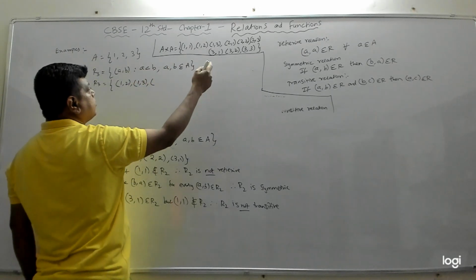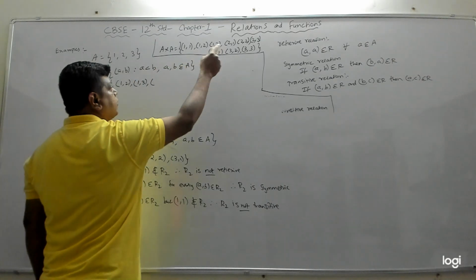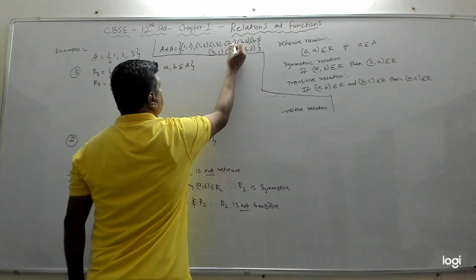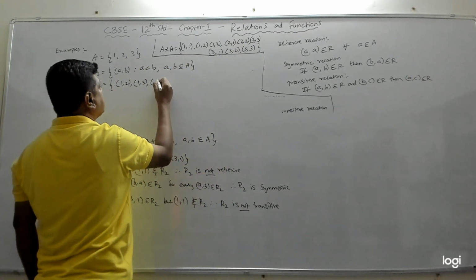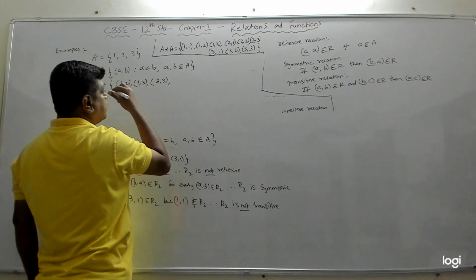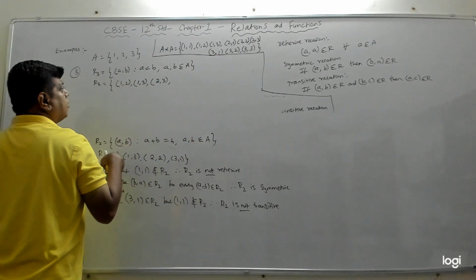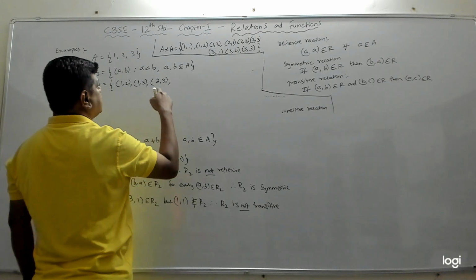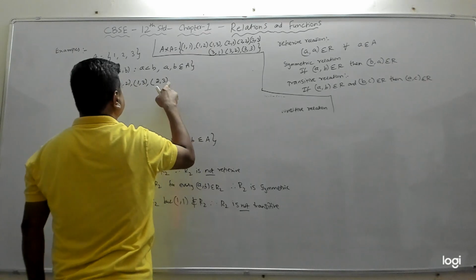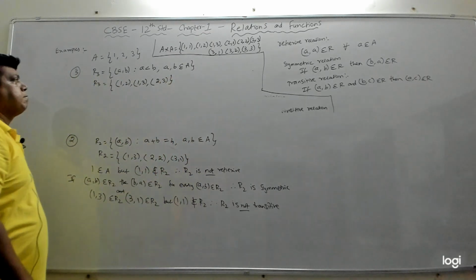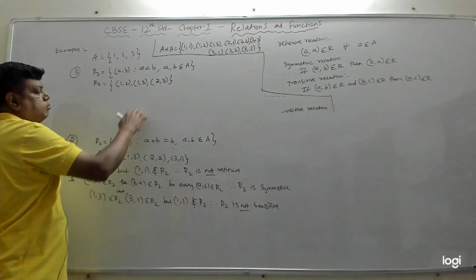Then (2, 1): is 2 less than 1? No, so (2, 1) will not come. (2, 2): is 2 less than 2? No. (2, 3) will come, because 2 is less than 3. (3, 1) won't come because 3 is not less than 1. (3, 2) won't come, and (3, 3) also won't come. So only these elements will come.